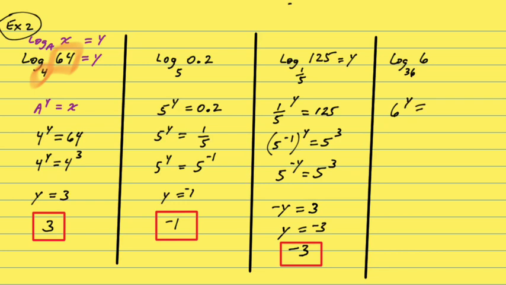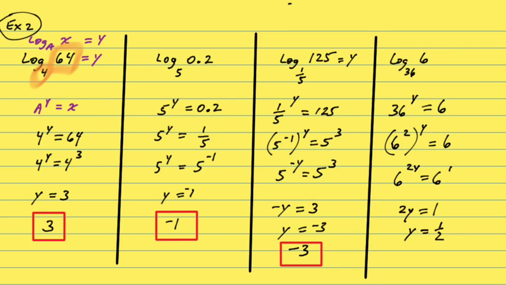Six to what power is... I'm sorry, the base is not 6. The base is 36. To what power is 6? Well, 36 is 6 squared. A power to a power, you multiply exponents. The expressions are equal, the bases are equal, therefore the exponents have to be equal. And the result value of this logarithm is 1/2. Why? Because 36 to the 1/2, or square root, is 6.